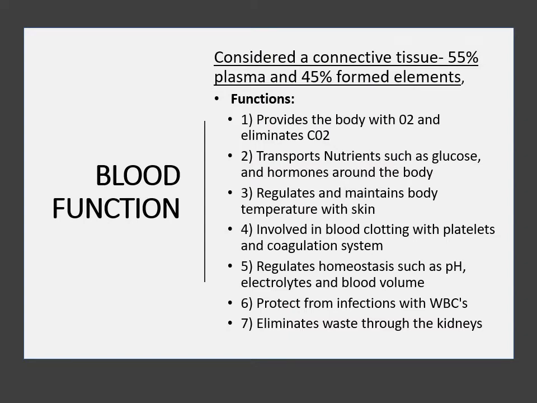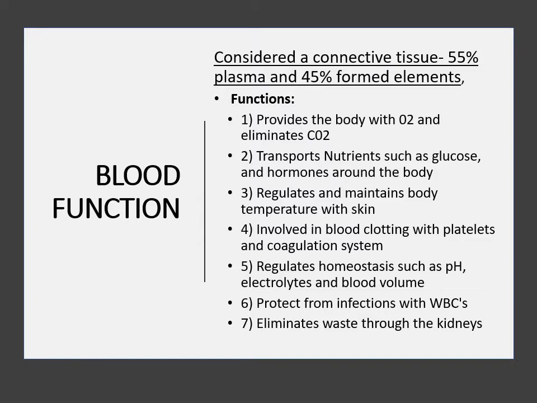Okay, so let's look at the function of blood first. So firstly, blood is considered a connective tissue, okay? And 55% of blood is plasma. So when we spin it down in a centrifuge, about 45% is formed cells, which are called formed elements, and about 55% is plasma. Okay, so what are the functions of blood?